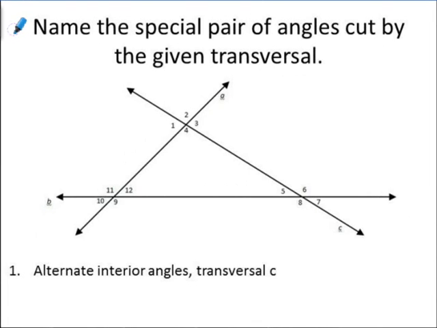All right, so we are going to work on naming the special pair of angles cut by a given transversal. I'm going to give you some help here. So there are 7 of these problems, so I'd like you to pause the video now, and then I'll go through the 7 answers when you unpause. So pause the video, try these 7 problems that look just like this one, and then unpause it and we'll go through them.